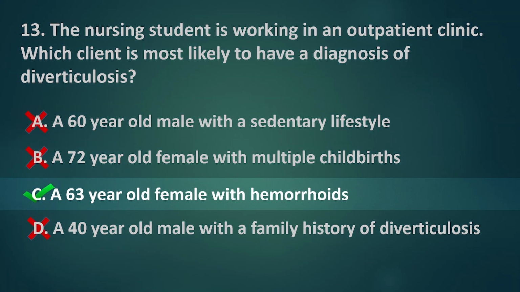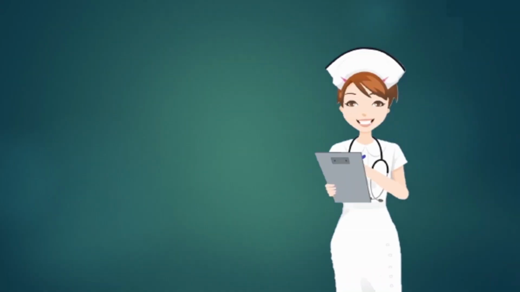The correct answer is letter C. Hemorrhoids would indicate that the client has chronic constipation, which is a strong risk factor for diverticulosis. Constipation increases the intraluminal pressure in the sigmoid colon, leading to weakness in the intestinal lining, which causes outpouchings or diverticula. How many correct answers did you get?